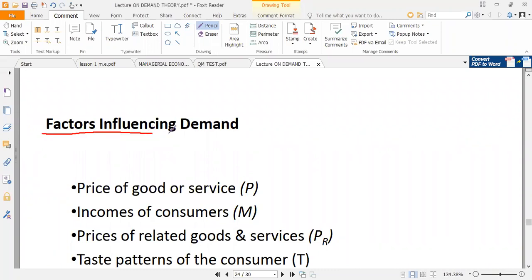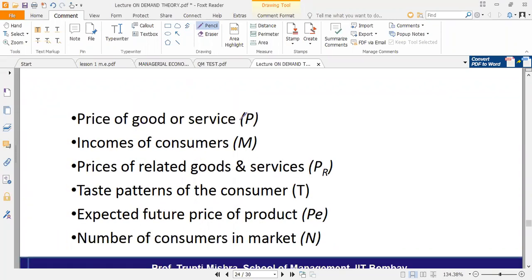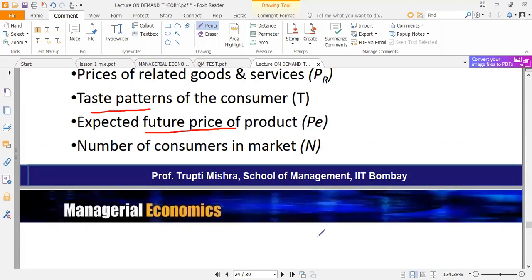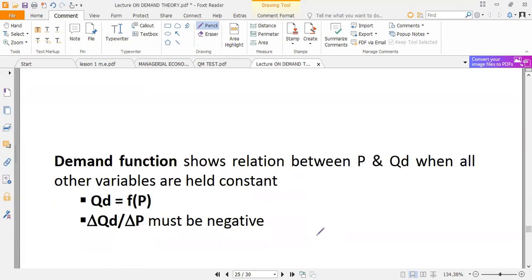The factors that are affecting demand, we said: the price of that good or service, the income, which is measured by M, Y, or I, the prices of related goods and services, like substitute and complementary goods, the tastes and preferences that somebody had mentioned, expected future prices, so these are the expectations, and the number of consumers, which is the population. These are important factors that affect our demand for a particular good.